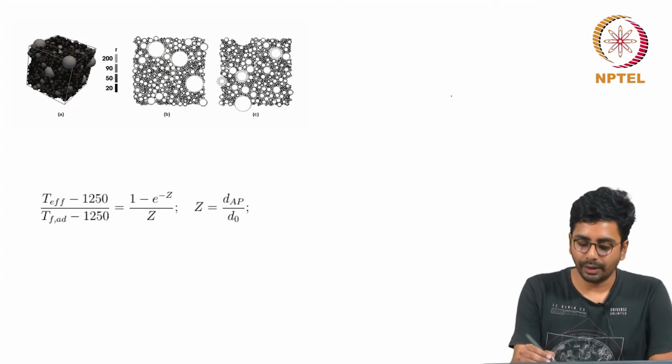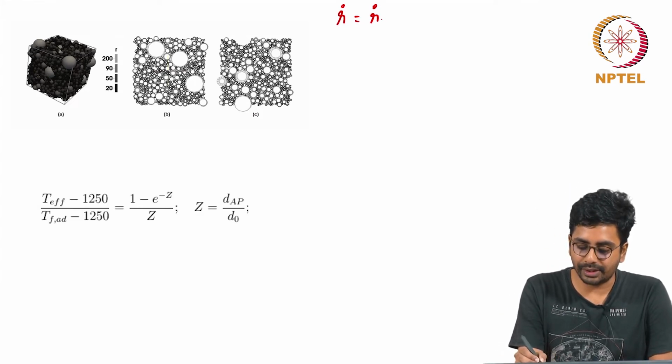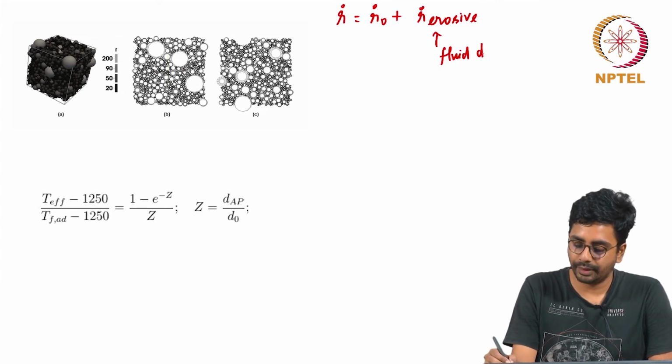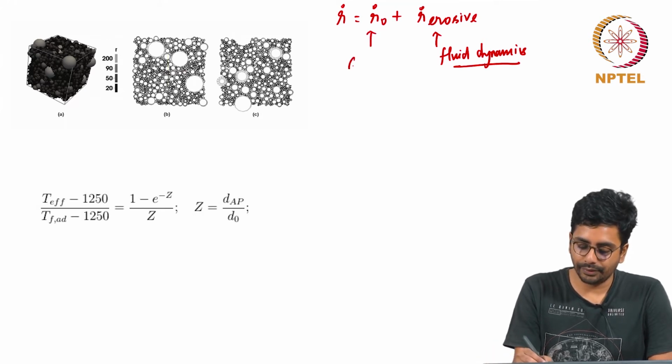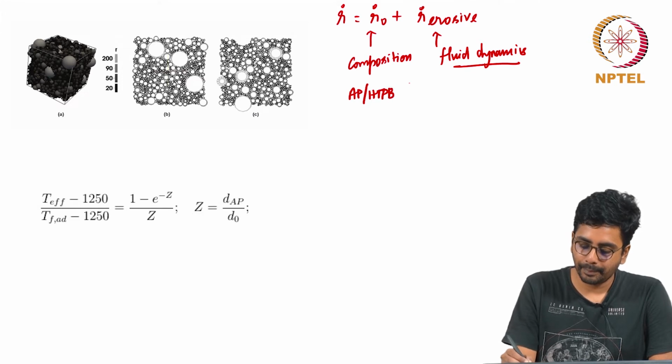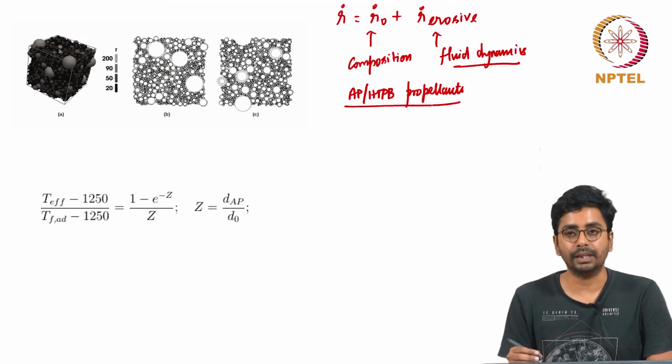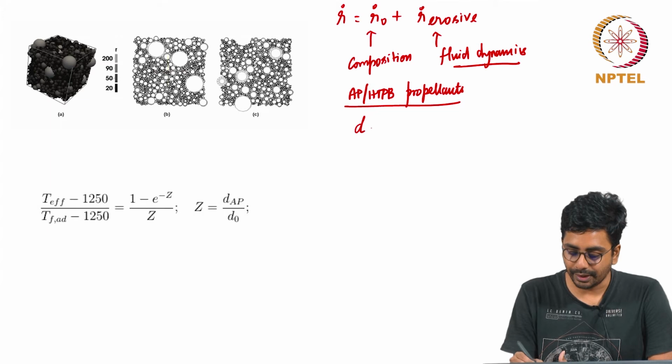So now we have seen, recall that R dot is R dot 0 plus R dot erosive. We saw that R dot erosive is a fluid dynamic effect only. R dot 0 is composition dependent, and in the case of AP HTPB propellants, it is a strong function of the size of AP, or the AP particle size distribution.